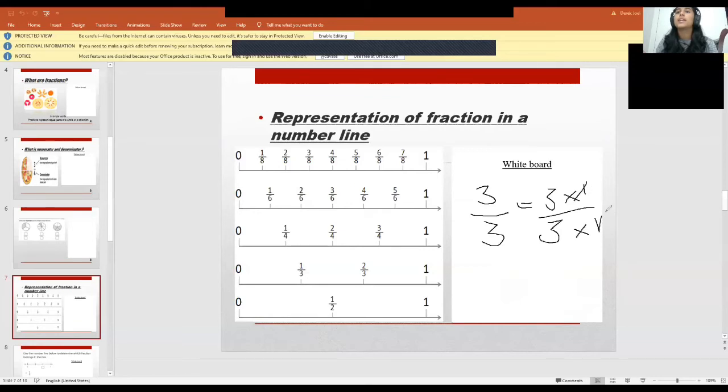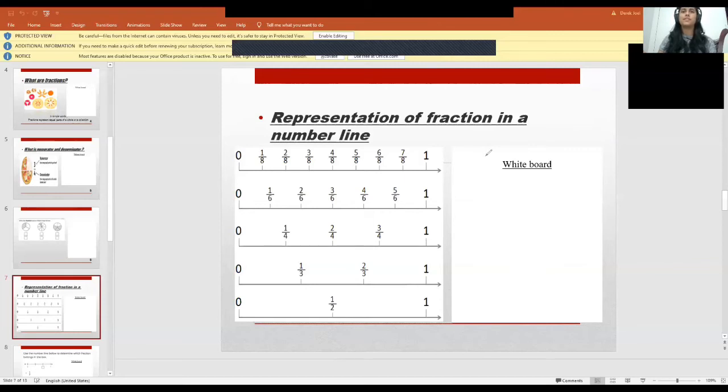1, 1, same. 3, 3, same. So what do we have left? Just 1. Everything got cancelled. So it's only 1. That's why we represent here as 1. So the same number, if you divide it by the same number, we get it as 1. Similarly, in fractions, it applies. Okay, so I hope that's clear.